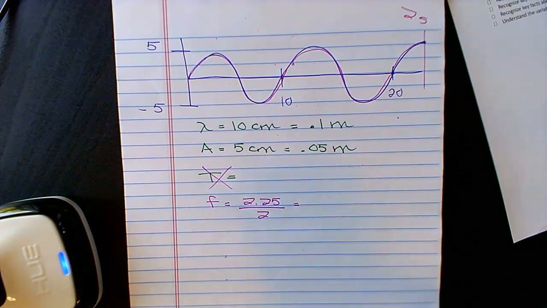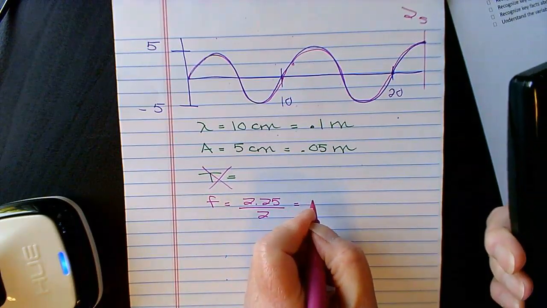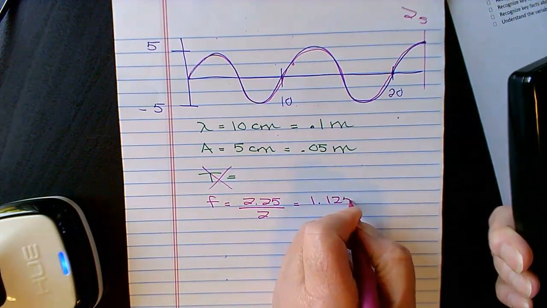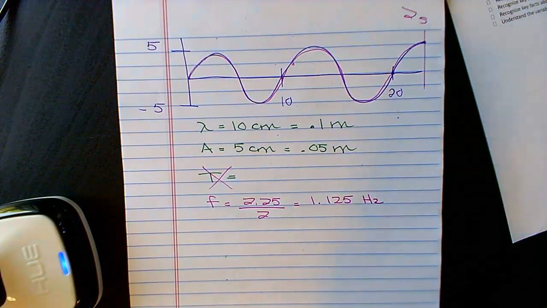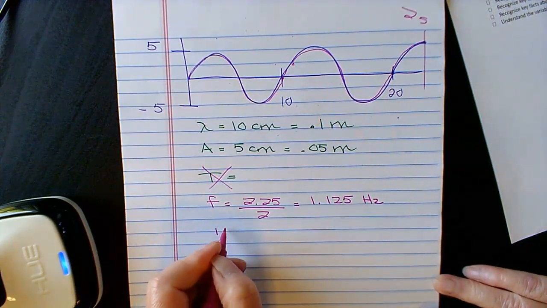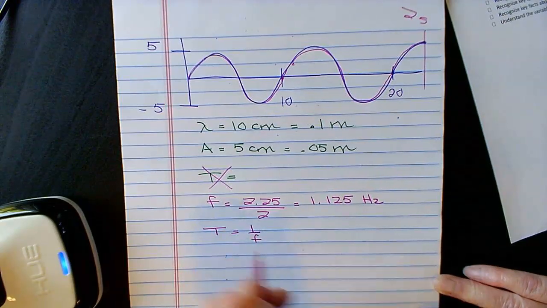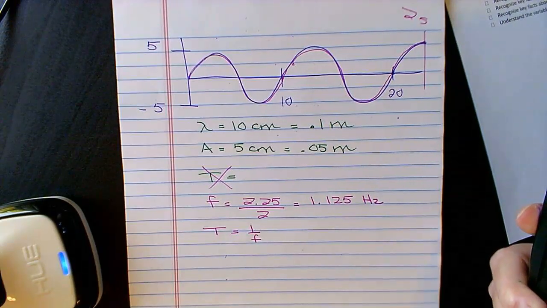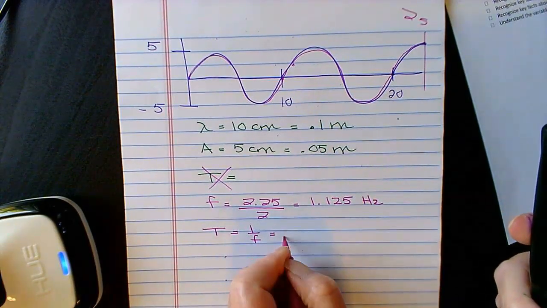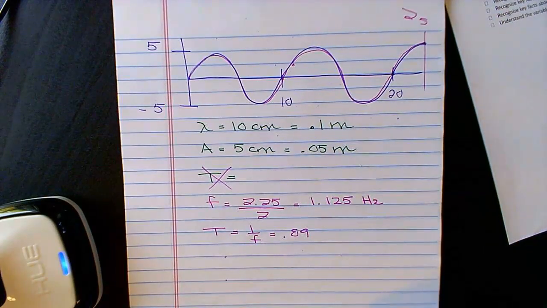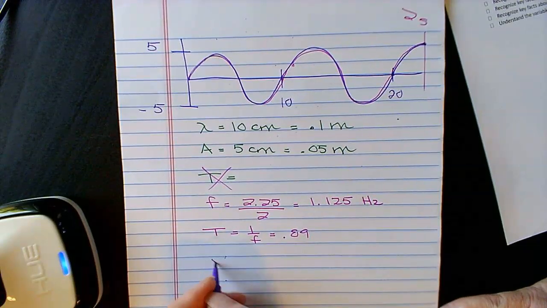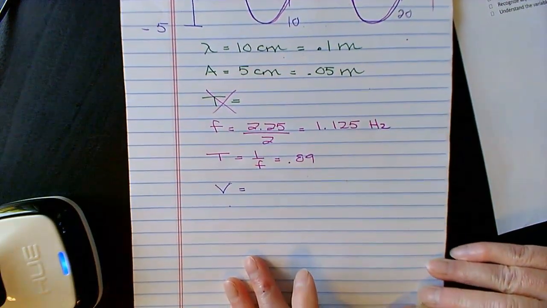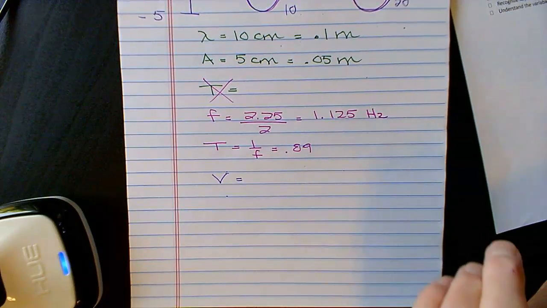So 2.25 divided by 2 is 1.125 hertz. If you care about period, period happens to be 1 over f. So 1 divided by that number would be the period. That turns out to be about 0.89. All right, but the last one was velocity. So velocity, I mainly wanted you to remember this equation. This is the main equation for waves.